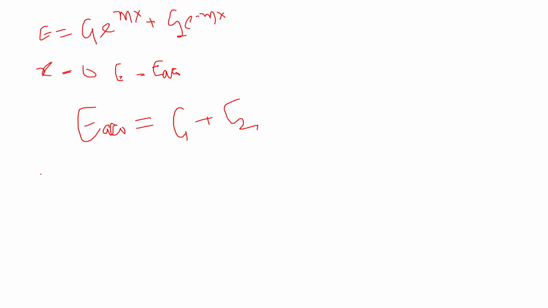Now to apply the next one, that is dE by dx equal to 0 at x equal to L, you will have to simplify. What you can do is differentiate this one, so you will get dE by dx. Please do it and let me know what the C1 and C2 values are. I'll give you a couple of minutes.